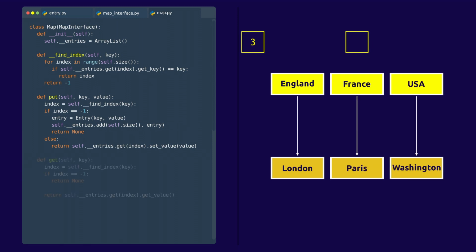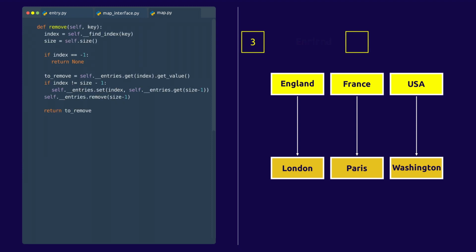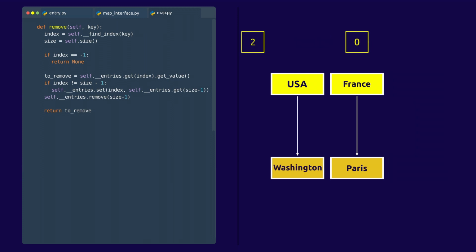The get method will search for the index of the key that is given as an argument. If index is -1, we return nothing, otherwise we access the entry's value and return it. The remove method will take the key and search for the index inside the entries. If the index is -1, we return nothing and stop. In the other case, we store the current value of the found key into a variable. If the found index is not the last one inside the internal array, we will make a switch, taking the last element and replacing it into the found index. Then we remove the last element of the entries array and return the stored value that was removed.